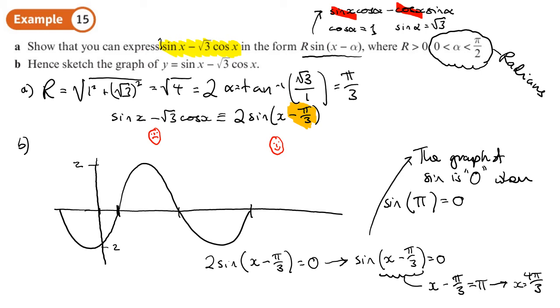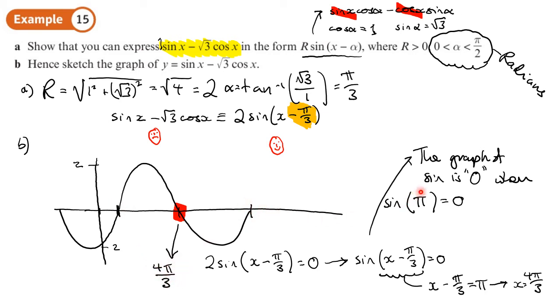The first time that sine crosses the axis as it's coming down is basically here. So that value is 4 pi over 3. And we could do something similar over here. What we could do is just take pi away from this to work out this one, and we can add pi to this to do this one.